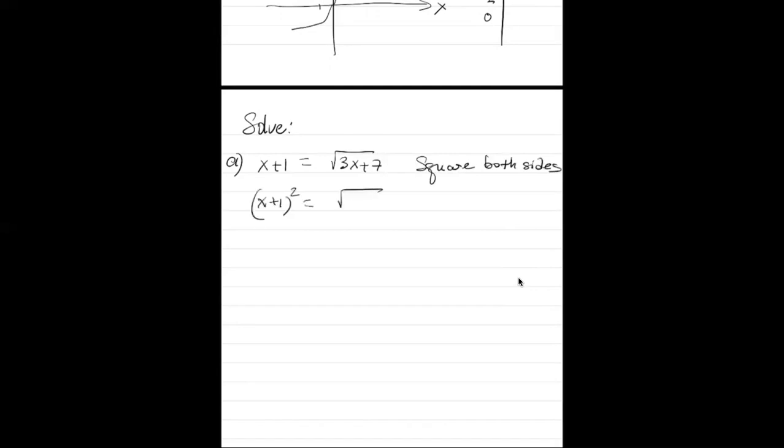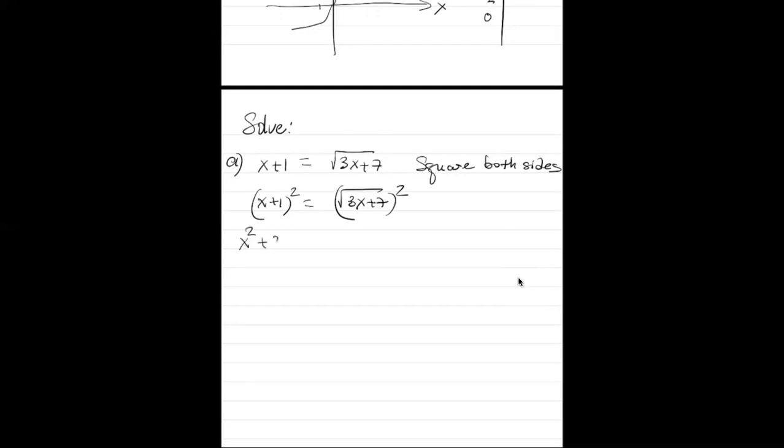Now, algebraic equations that we can solve. A, x plus 1 equals the square root of 3x plus 7. So this is a radical equation. To get rid of the square root, which is by itself, it's a good thing, we're going to square both sides. We're going to have x plus 1 squared equals the square root of 3x plus 7 squared, and that's how we get rid of the square root.